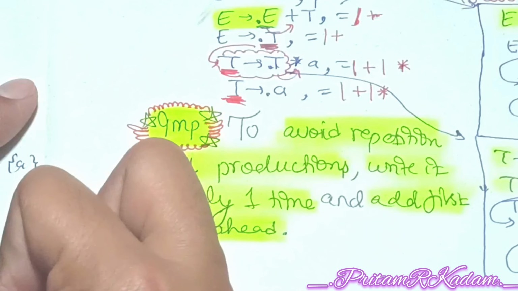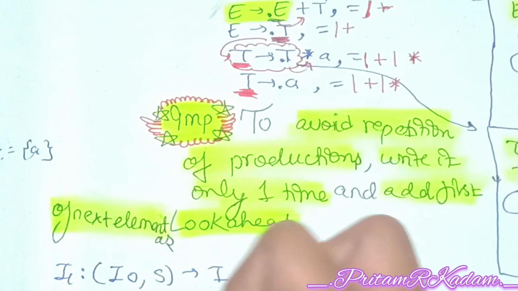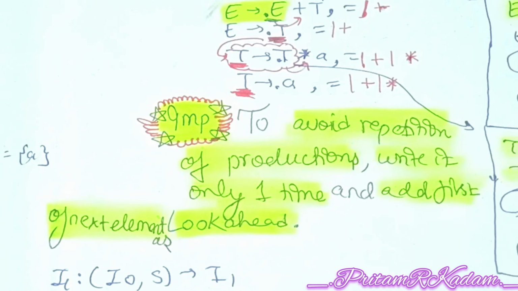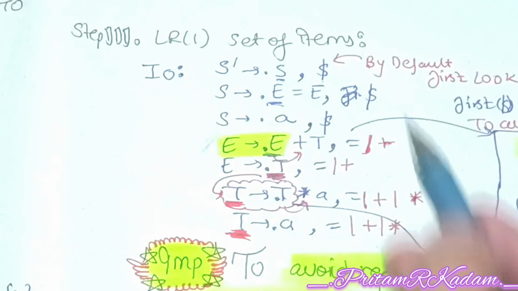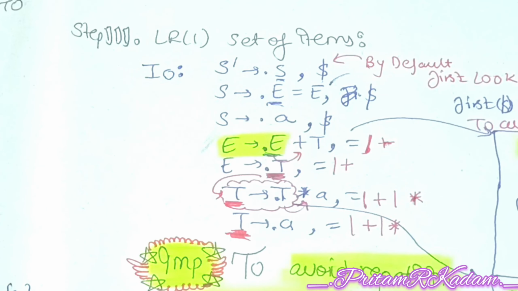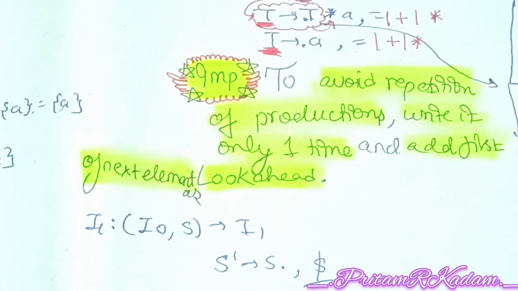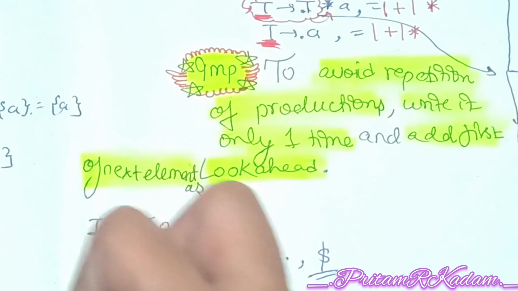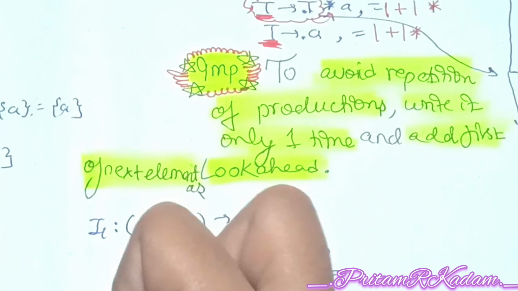Okay, so I1 state, which will be I0 on S goes to I1. S dash gives S dot and the look ahead as dollar, and the state is completed as we have the dot at the end of the production. Okay, now let us have our I2 state.